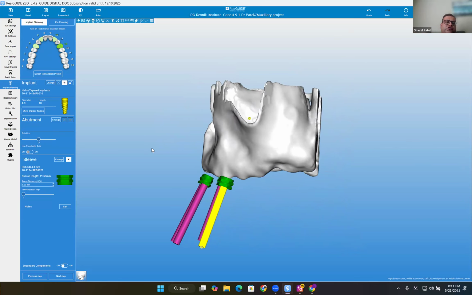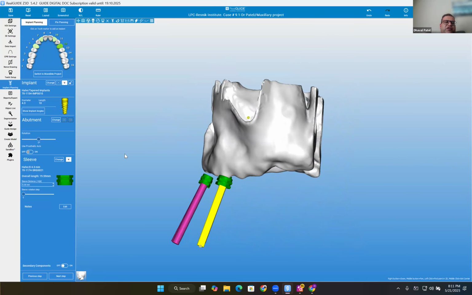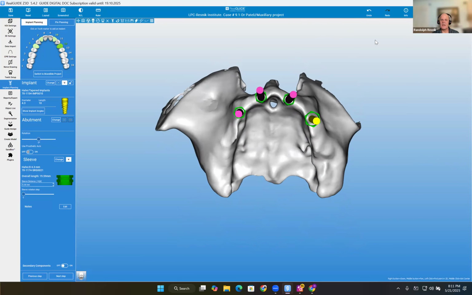So regular locators should take care of these angulations, in your opinion? Yes. Okay. And he can play around with those a little bit, probably to even get them a little closer, I think. Sure. When he has time, he can do that.